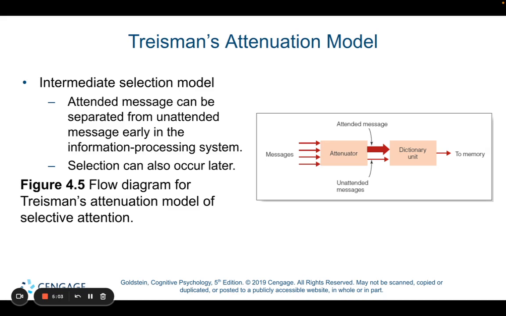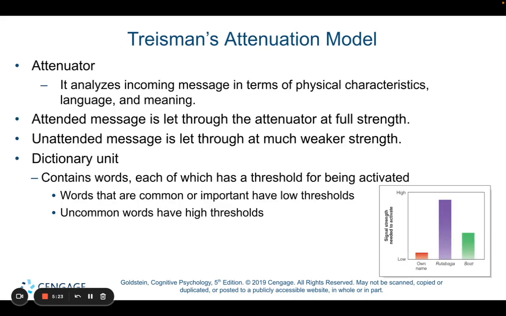And that selection will occur also later. So it's early selection and then also later selection of the message. So we've got the message coming in, then an attenuator, and those attended and unattended messages come in, and then it leads to the dictionary unit. And here's more of what those things are.